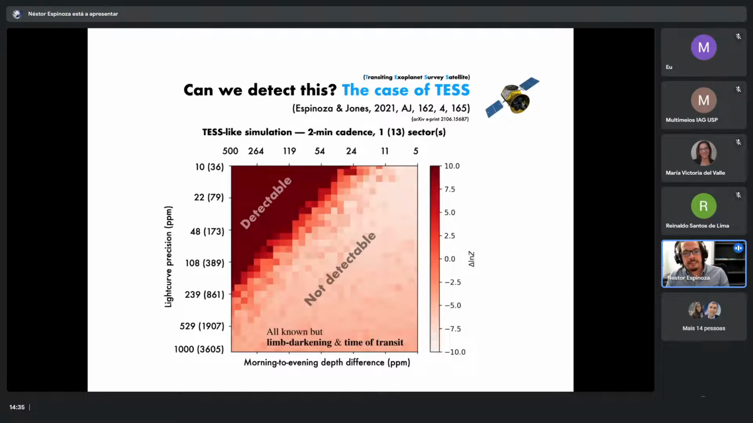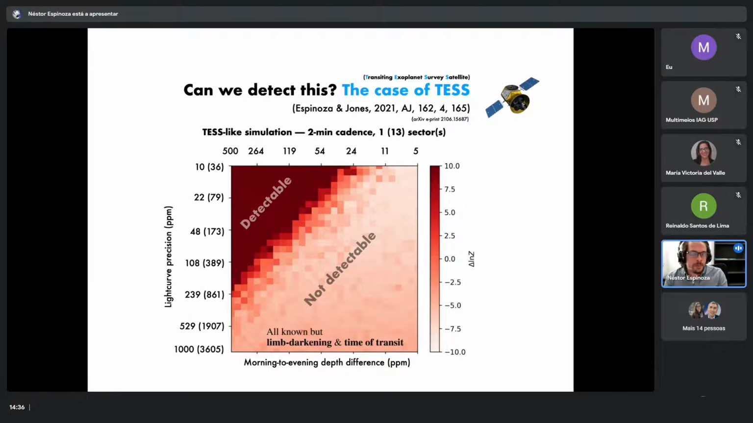And here's the detectability map for TESS. This is the case in which even when you're completely ignorant about the time of transit, it doesn't impact. The reason is that TESS observes many, many transits for a lot of exoplanets, like tens to hundreds of transits, because it's observing continuously in some regions. So you can get very precise measurements of the time of transit together with these limb asymmetries.